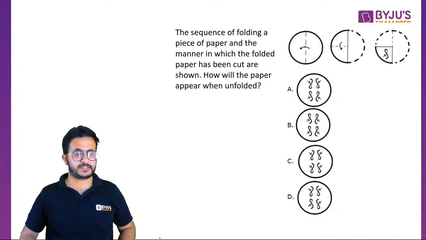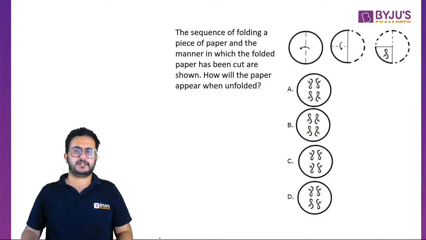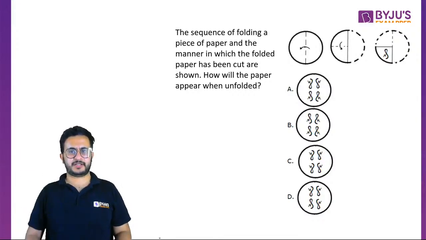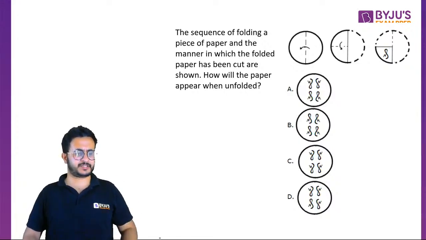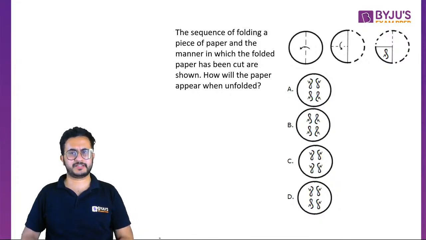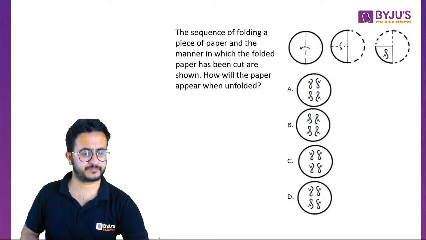Now this is a sequential paper folding and cutting. It says that the paper is folded once and then folded again, and then it is cut and then reopened. So you have to find how the paper will look when it is unfolded. The paper is first folded, then cuts are made and then unfolded. How does the paper look on unfolding?